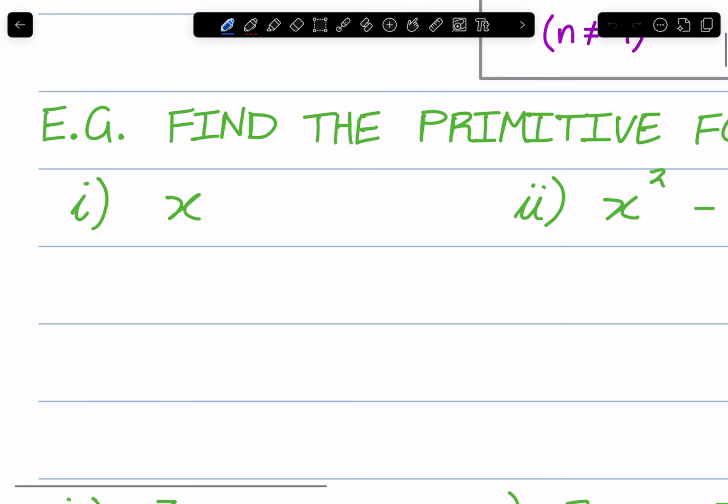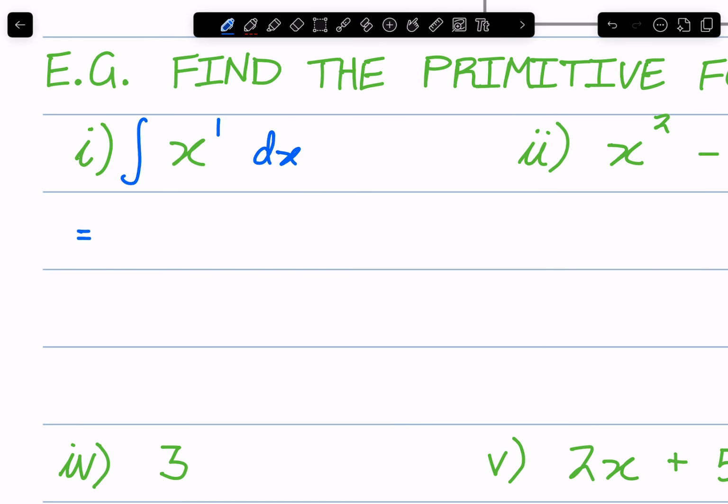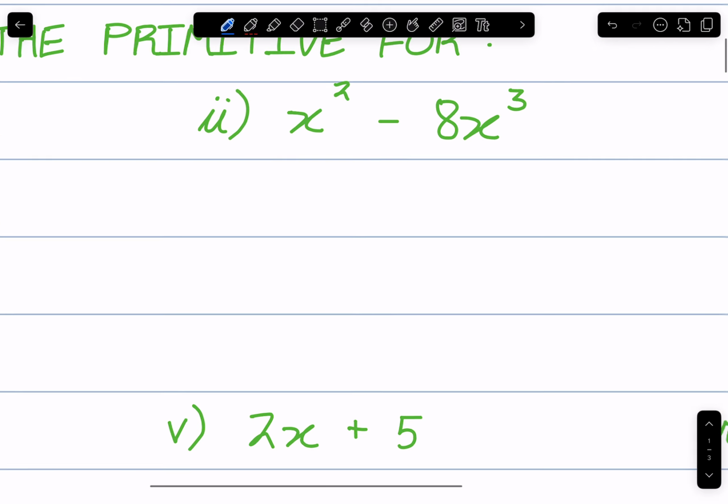And here we go. So this is x to the power of 1. We're going to integrate this. So we increase 1 to become 2. Then we divide by the new power of 2 plus c. And that's effectively it. So let's move on to the next example.